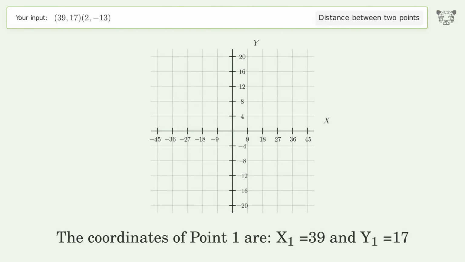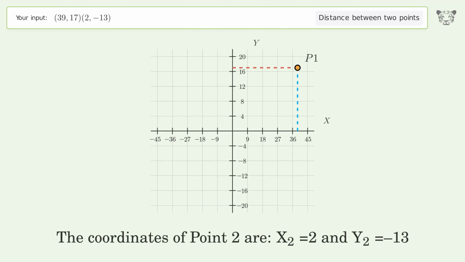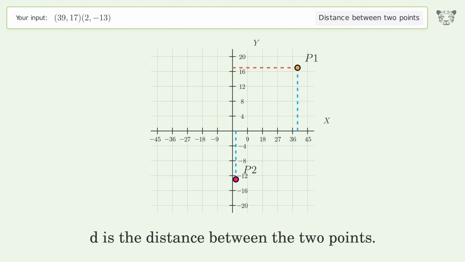The coordinates of point 1 are, x1 equals 39 and y1 equals 17. The coordinates of point 2 are, x2 equals 2 and y2 equals negative 13. D is the distance between the 2 points.